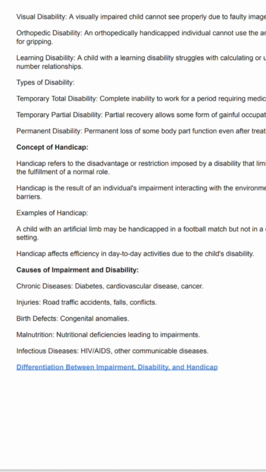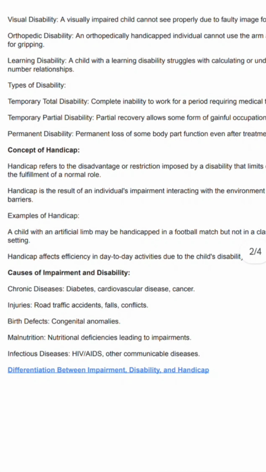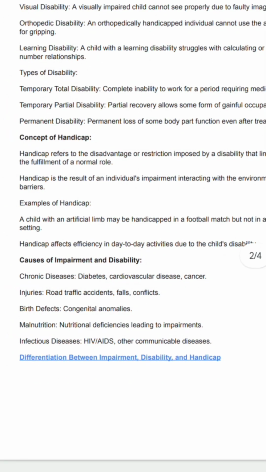There are three types of disabilities: temporary total disability, temporary partial disability, permanent disability. In temporary total disability, there is complete inability to work for a period requiring medical treatment. Temporary partial disability. Partial recovery allows some form of gainful occupation. Permanent disability. Permanent loss of some body part function even after treatment.